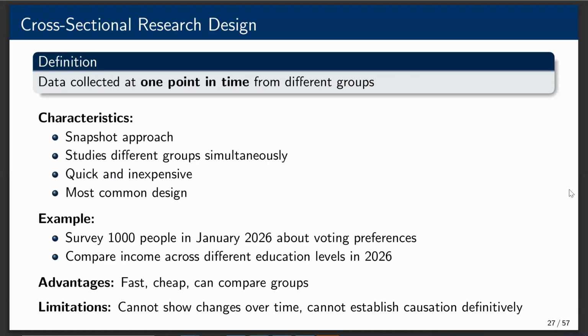Next is cross-sectional research design. So here the data collected, what is cross-sectional data? The data collected at one point in time from different groups. The characteristic of cross-sectional research design is a snapshot. Basically when you need a snapshot approach, it studies different groups simultaneously. It is quick and inexpensive. It is the most common design.